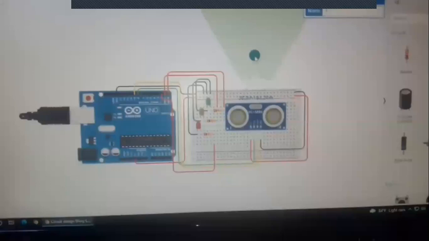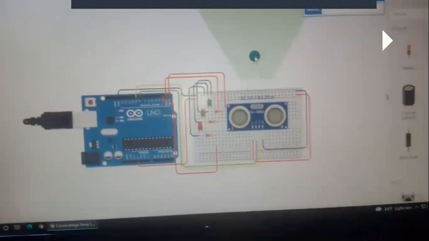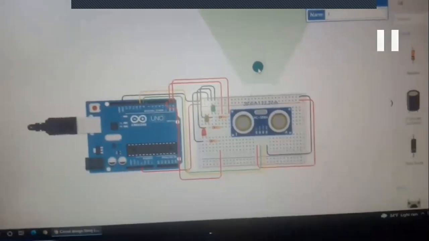So this is the software. I will introduce the software in our future classes, right? So then students can learn virtually and very quickly, right? So this is the software. This is the automatic tank level indicator system, right?